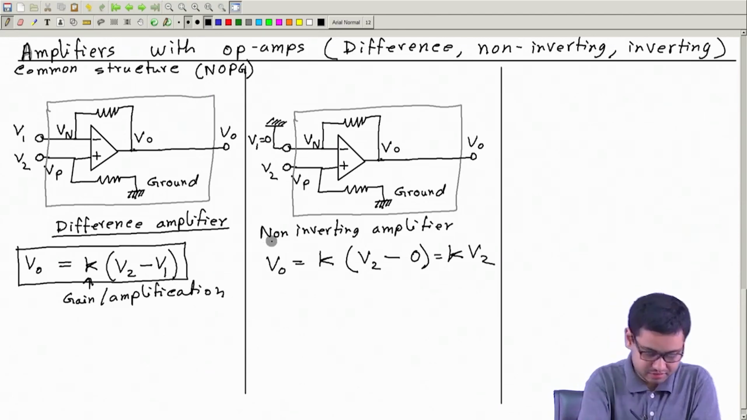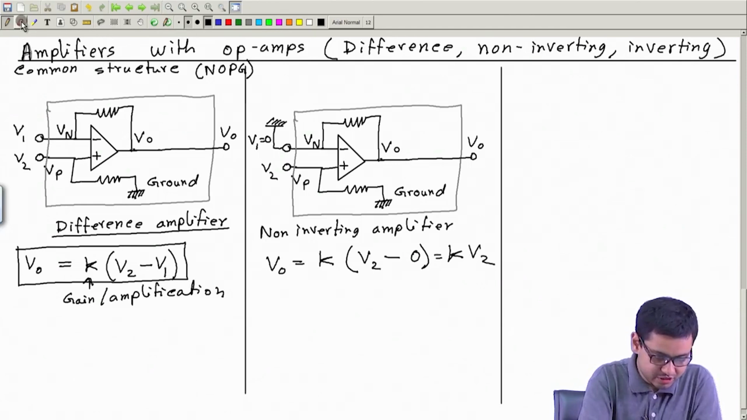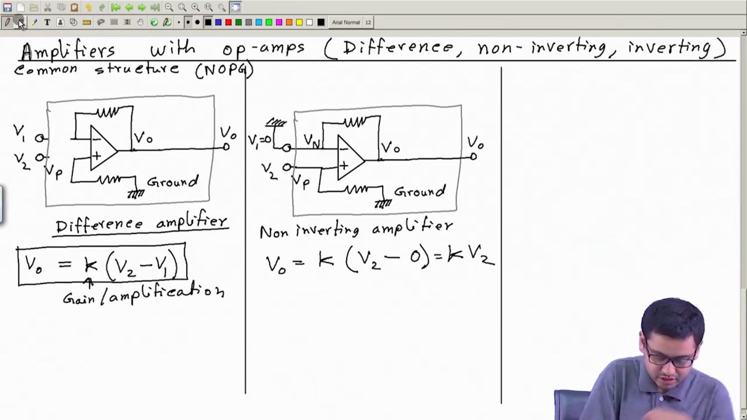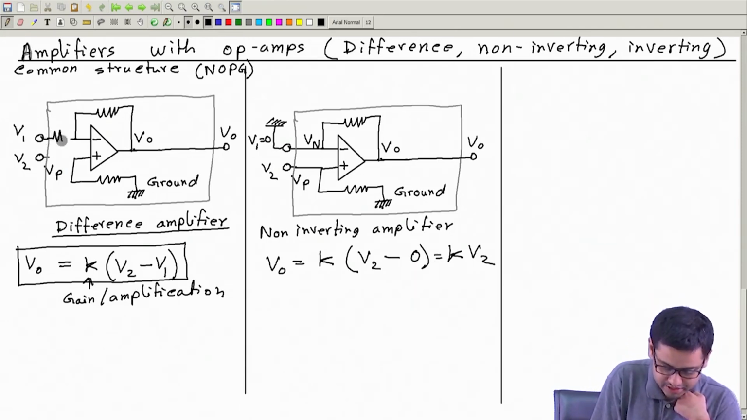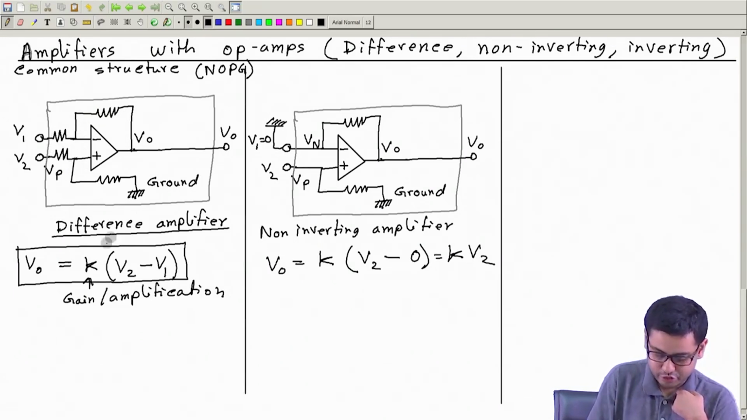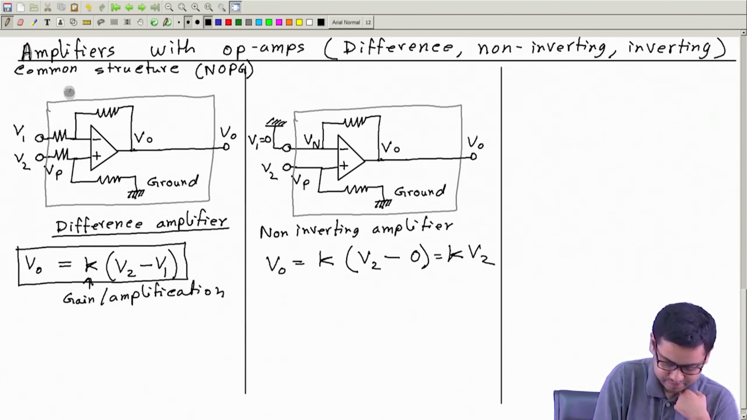One small thing I have missed, sorry. So this is another thing you should note. We should have resistances everywhere, then we will eliminate some of them later. So this point is Vp.